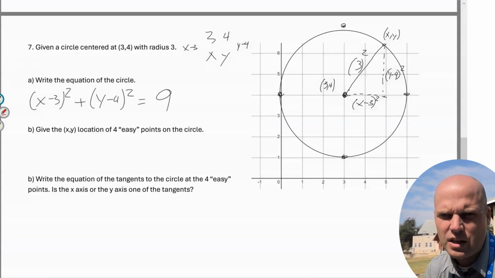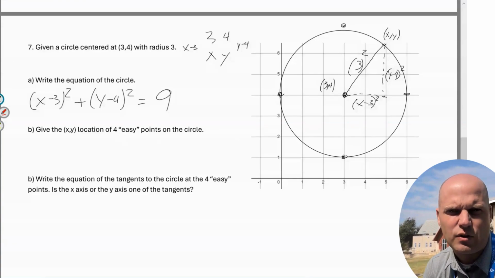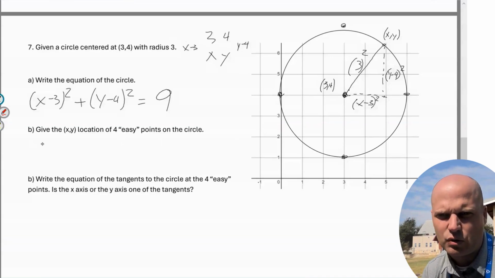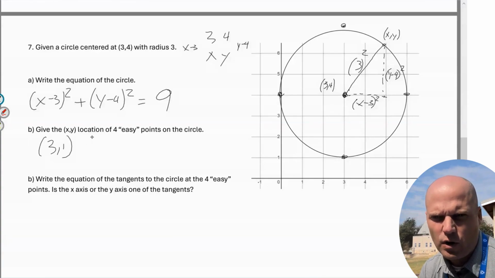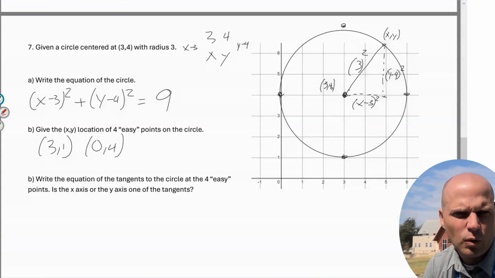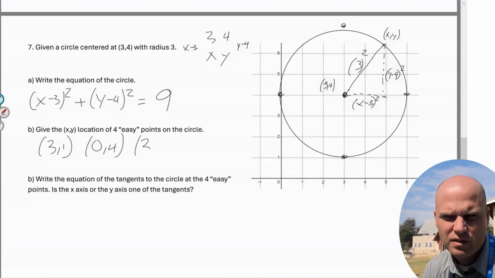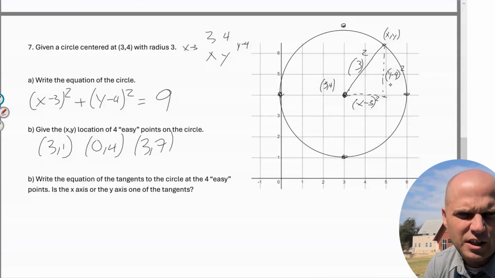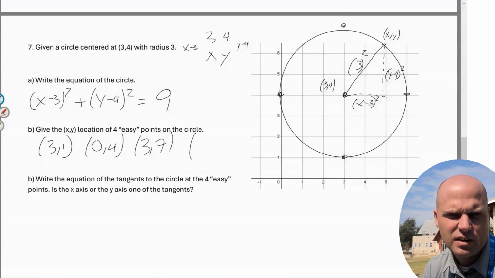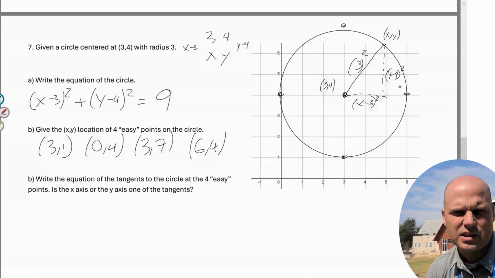What are the 4 easy points? Okay, well, this is 3, 4. We have a radius 3, so I went down 3, so I subtracted 3. This is 3, 1. What is this? 0, 4. What is this? Well, I added 3 to 4. It's going to be 3, 7. What's this? It's going to be 6, 4. That's adding 3 to the x.